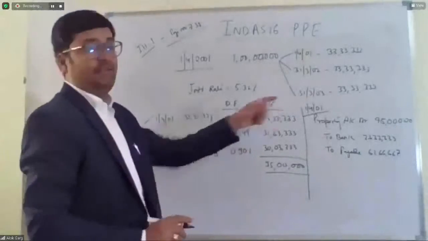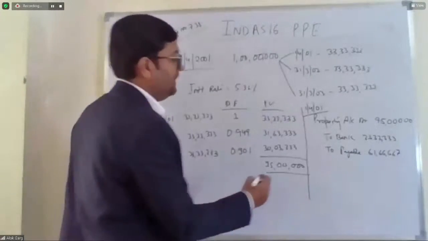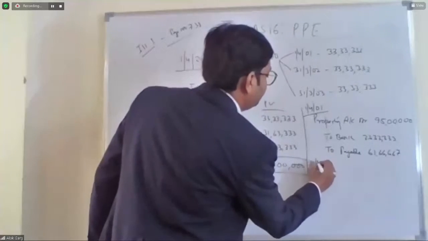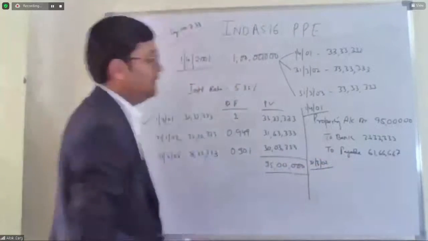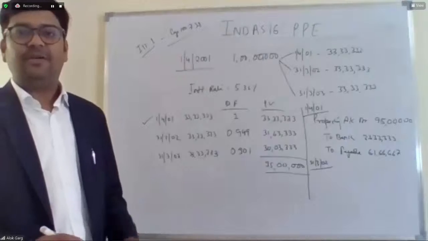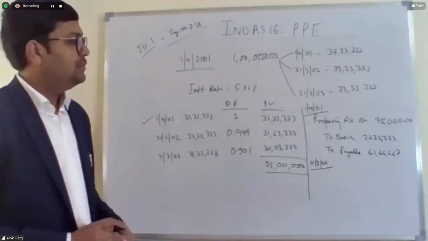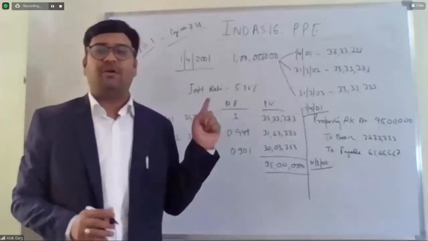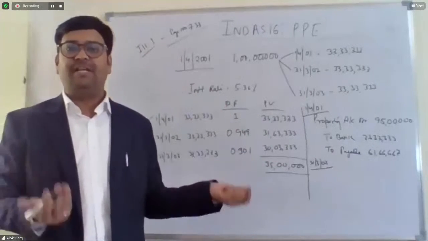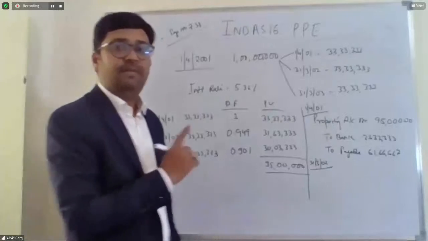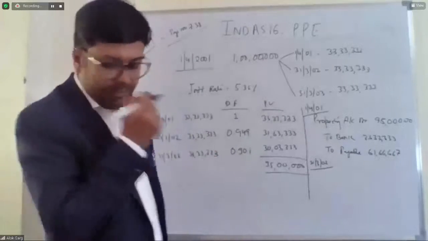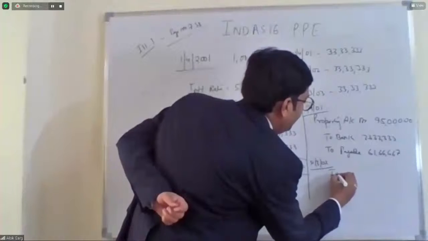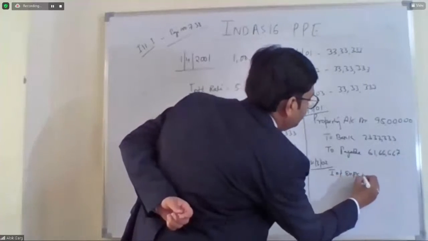So what will happen on 31st March? On 31st March, interest has to be charged. So the company will debit interest. I am assuming this property is not a qualifying asset. This property is ready for use when acquired. So what will be the entry on 31st March 2002? Interest expense debit.